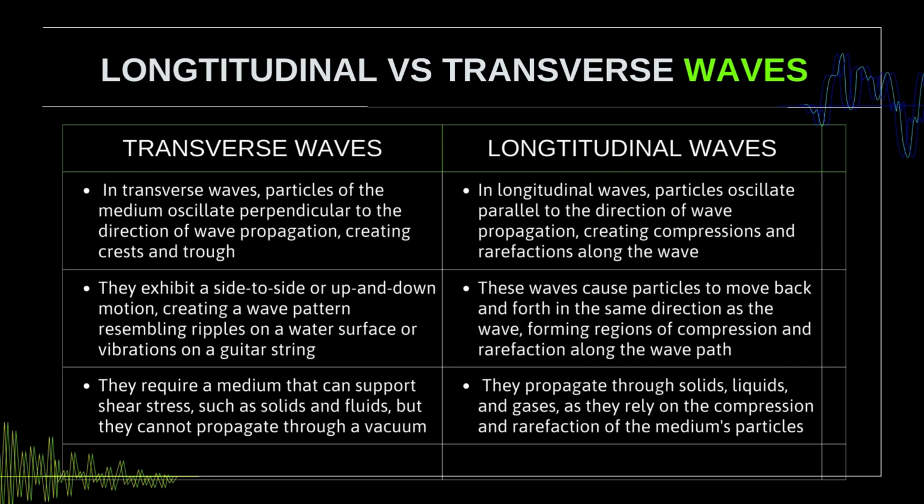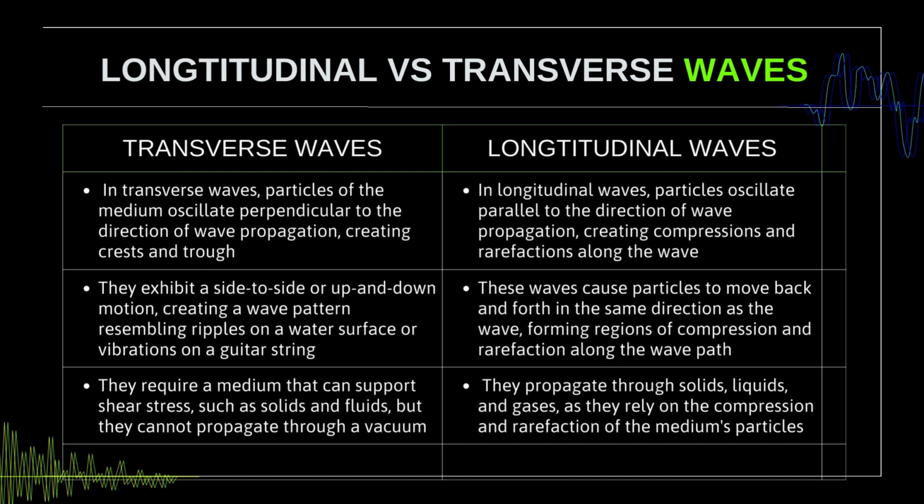Longitudinal wave versus transverse wave. The difference. In transverse waves, the particles of the medium oscillate perpendicular to the direction of propagation of the wave, creating crests and troughs. In longitudinal waves, the particles oscillate parallel to the direction of propagation of waves, creating compression and rarefactions. Transverse waves exhibit a side-to-side or up-and-down motion, creating a wave pattern resembling ripples on a water surface.